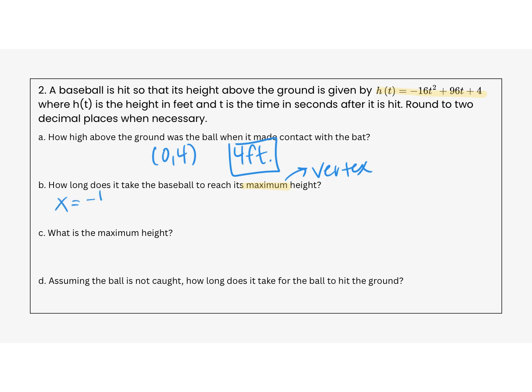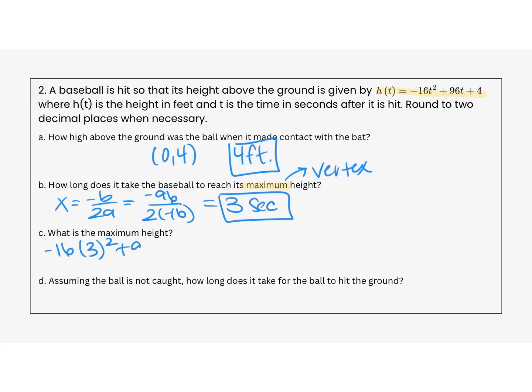So we would be doing the opposite of b over 2a, which would be negative 96 over 2 times negative 16, which you already figured out is 3. So it would take 3 seconds to get to its maximum height. And then what is the maximum height? That's the y value of the vertex. So we would plug this in. And again, we found this in the last problem, that is 148 feet.